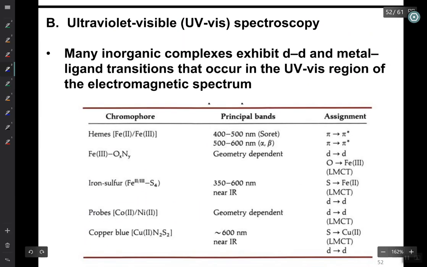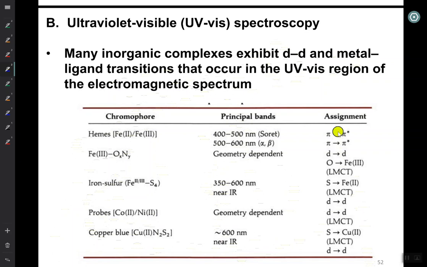So UV-vis spectroscopy is useful because many inorganic complexes exhibit d to d and metal-ligand transitions that occur in the UV-visible region of the electromagnetic spectrum. Here are some of the common chromophores that we've talked about. So the heme unit, iron with nitrogen ligands, iron-sulfur clusters, copper and nickel probes, the blue copper protein. These are the different wavelengths that they appear, so usually in the visible to UV region. And then these are the different transitions.